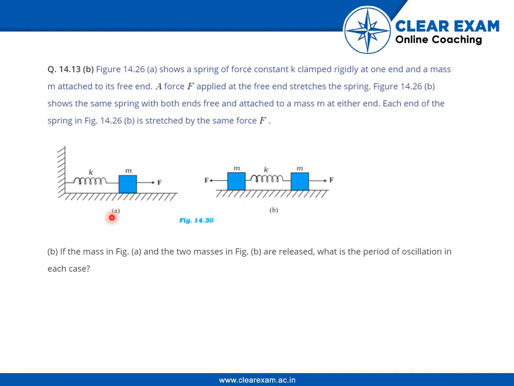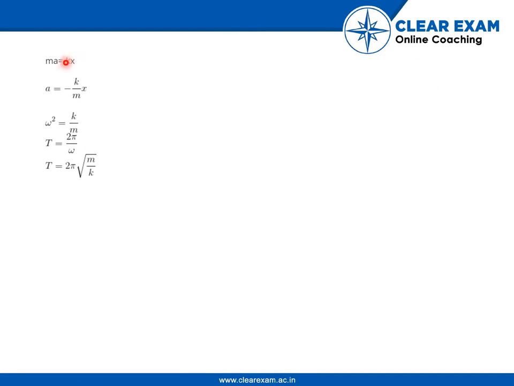Now if the mass in figure A and the two masses in figure B are released, what is the period of oscillation in each case? F is equal to minus kx, that is ma. If we put in the value of F, ma becomes equal to minus kx, that is a becomes minus k by m x.